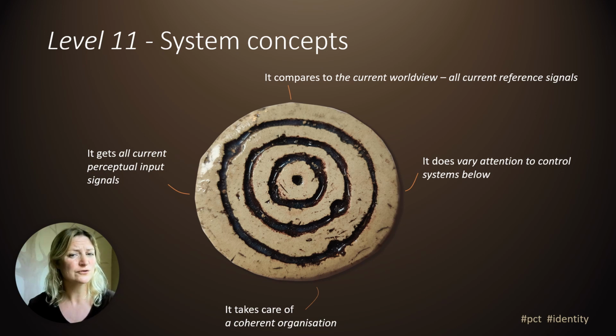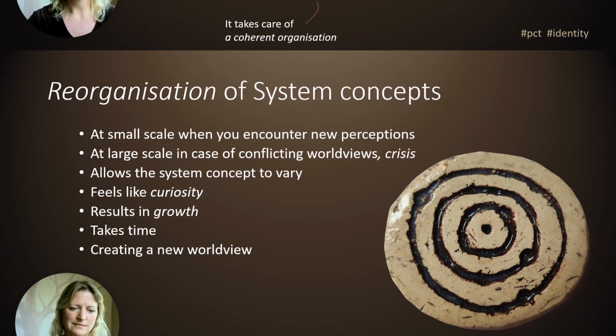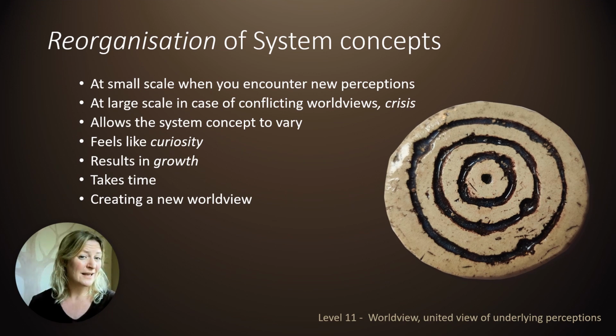Level 11 controls combinations of principle level perceptions as a single unit, such that it forms a coherent organization of principles. For example, a worldview, an identity, a personality, or a theory, such as PCT. And I suggest that control at this level operates through varying attention to control systems below, in order to control what you let into your world and what you leave out. So level 11 keeps your world stable and coherent.